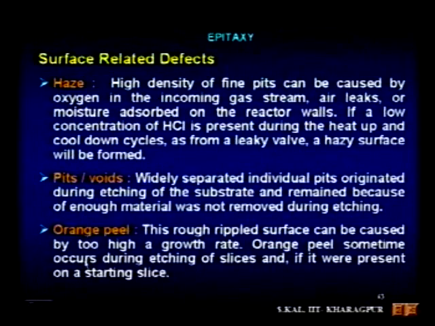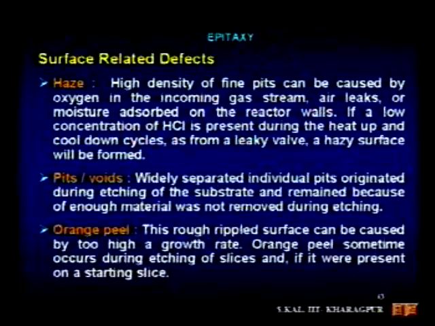Orange peel sometimes occurs during etching of slices, and may be present on a starting slice. That means that even before the cleaning etching, if a rippled surface finish is produced on the original substrate, it will continue even during the epitaxial growth. That is known as orange peel. Haze, pits and orange peel are all surface defects.